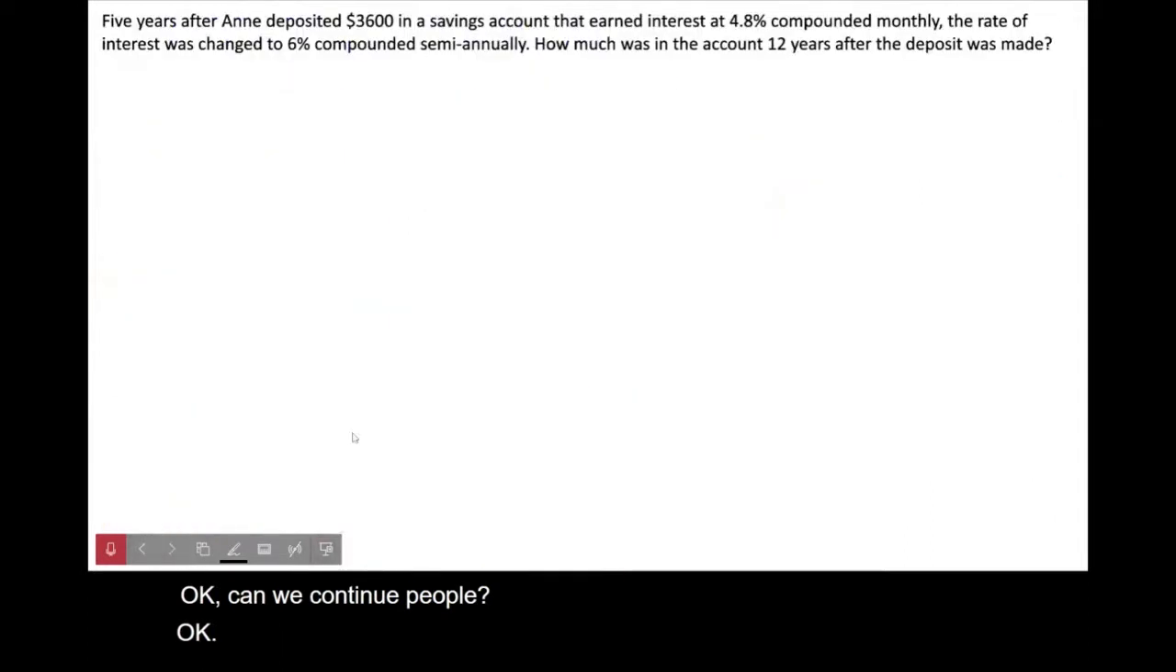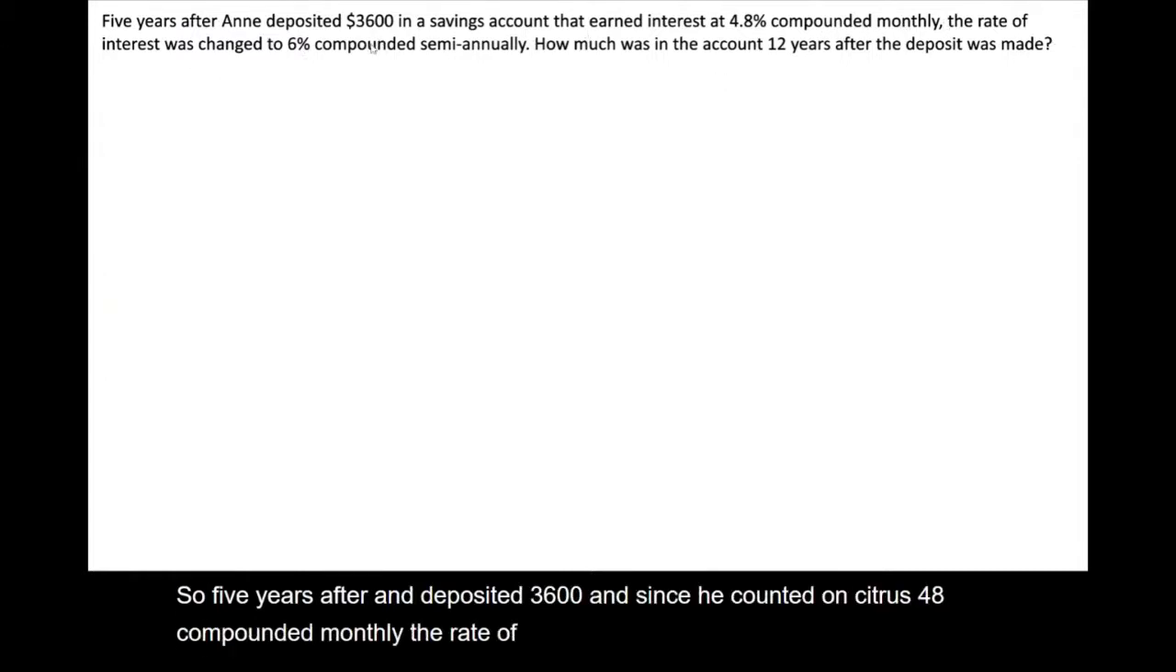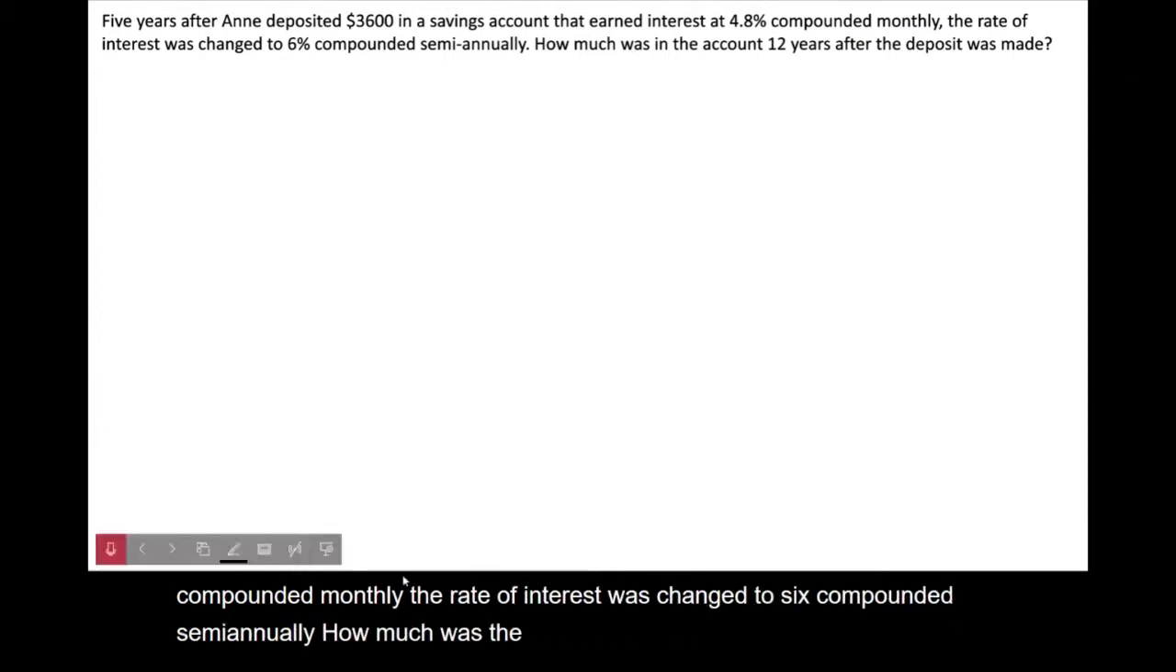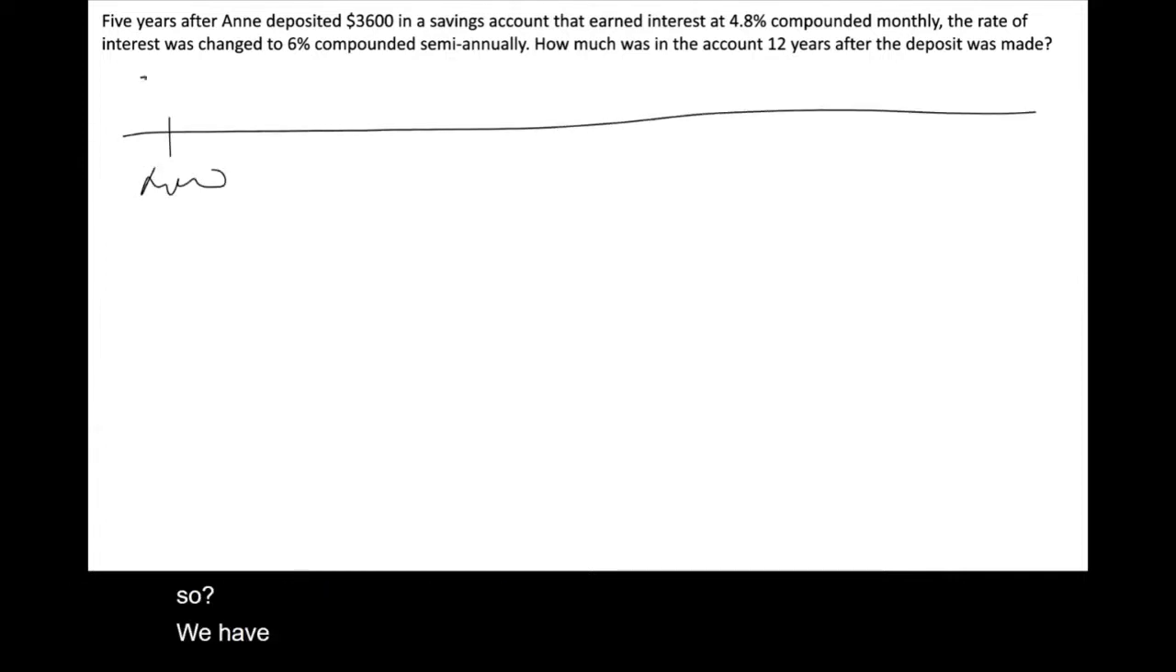Okay, so 5 years after Anne deposited 3,600 in the savings account that earns interest 4.8% compounded monthly, the rate of interest was changed to 6% compounded semi-annually. How much was the account 12 years after the deposit was made? So we have now 3,600. We have, what was it? 5 years.